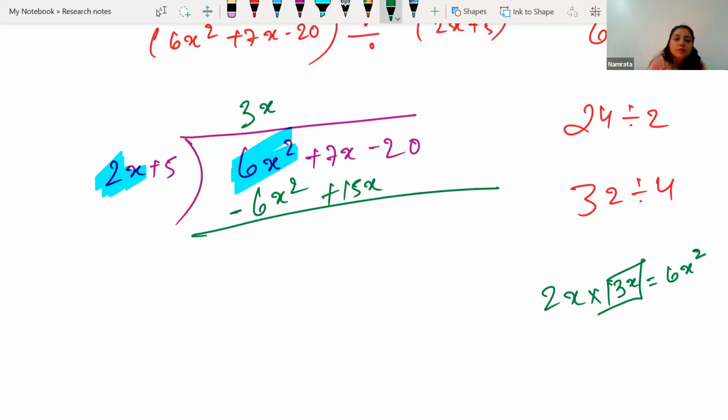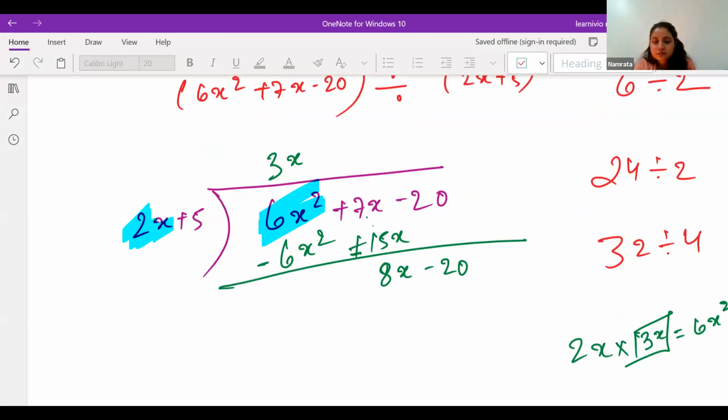And here we will do subtraction the way we do in normal division. The first two terms cancel out each other, and for the next term we have negative 15x plus 7x, it will be 8x minus 20. Is it clear to each and everyone over here? Let me know. Is it clear? Yes, ma'am.